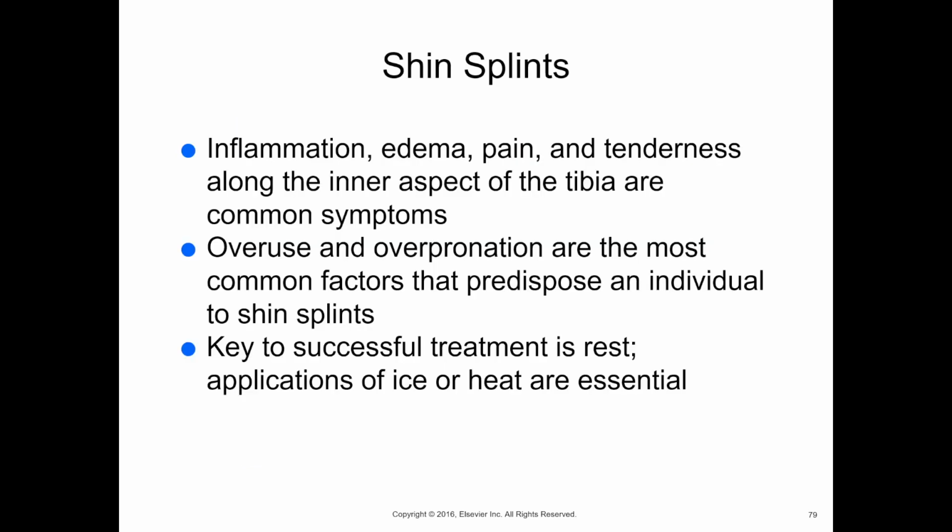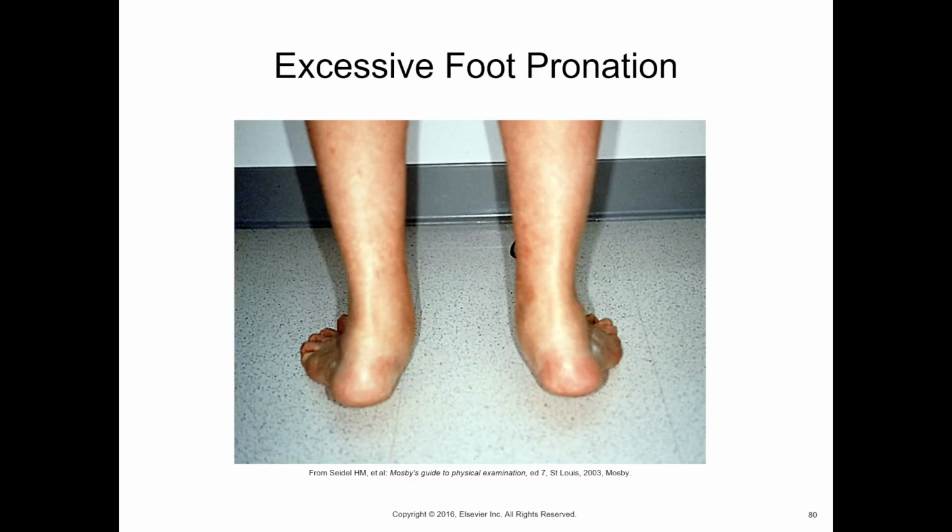A big thing to note, though, with shin splints is in rare situations, especially the overuse side, you can actually end up with stress fractures. So this is showing our excessive foot pronation. You're getting that dropping of the calcaneal angle.